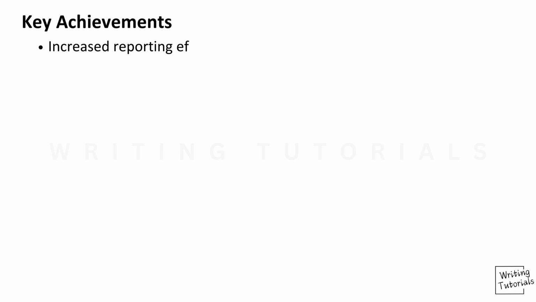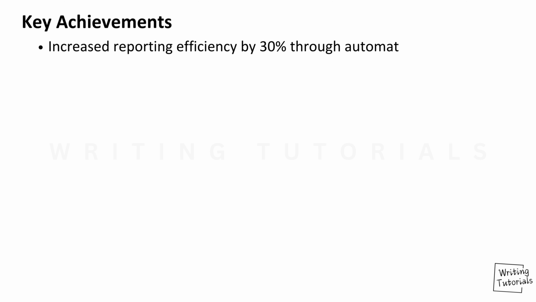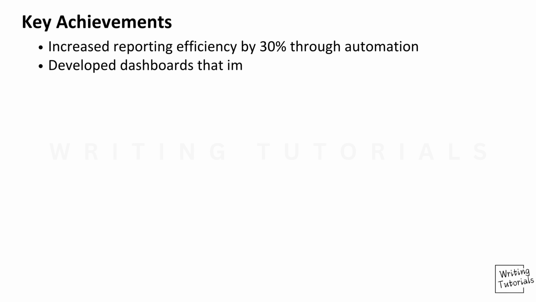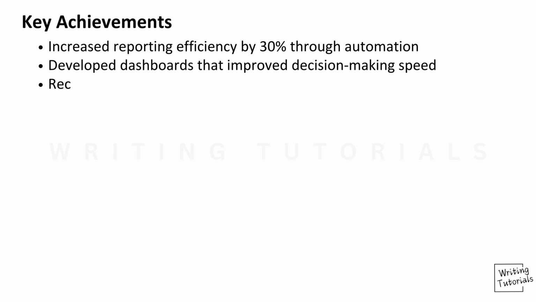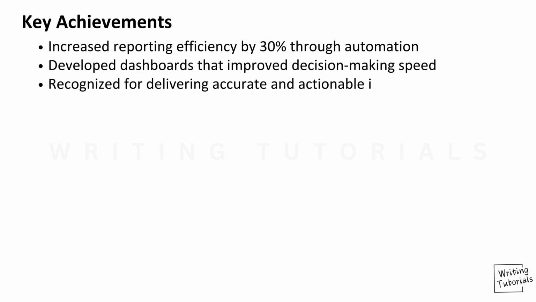Key achievements. Next is key achievements. Here is the full sample. Increased reporting efficiency by 30% through automation. This shows measurable success. Developed dashboards that improve decision-making speed. This shows impact. Recognized for delivering accurate and actionable insights. This adds credibility. This section helps you stand out from other candidates.